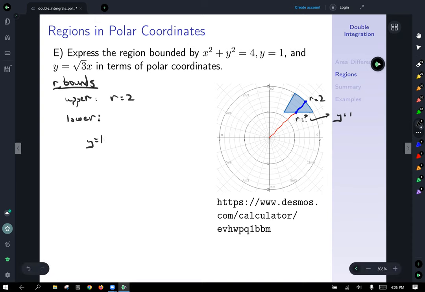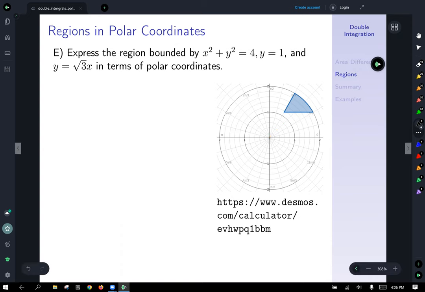Well, let's convert this into polar coordinates. The y is r sine of theta. And our goal usually with polar coordinates is to solve for r. So we have 1 over sine of theta, which is equal to cosecant of theta. And it turns out that r is equal to cosecant of theta is the horizontal line that we think of as y equals 1. So putting that all together, our lower boundary is cosecant of theta, less than or equal to r, less than or equal to the upper boundary of 2.